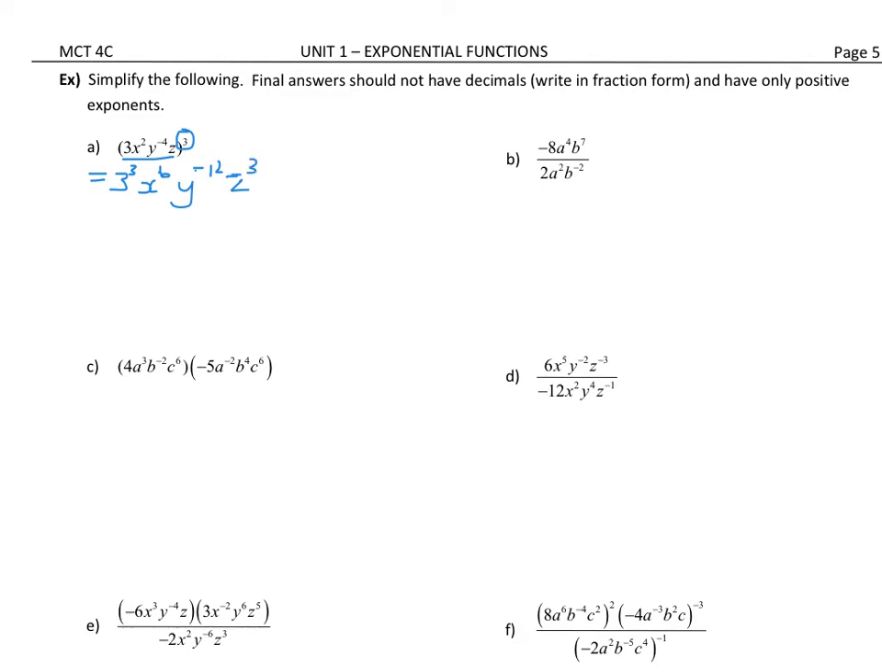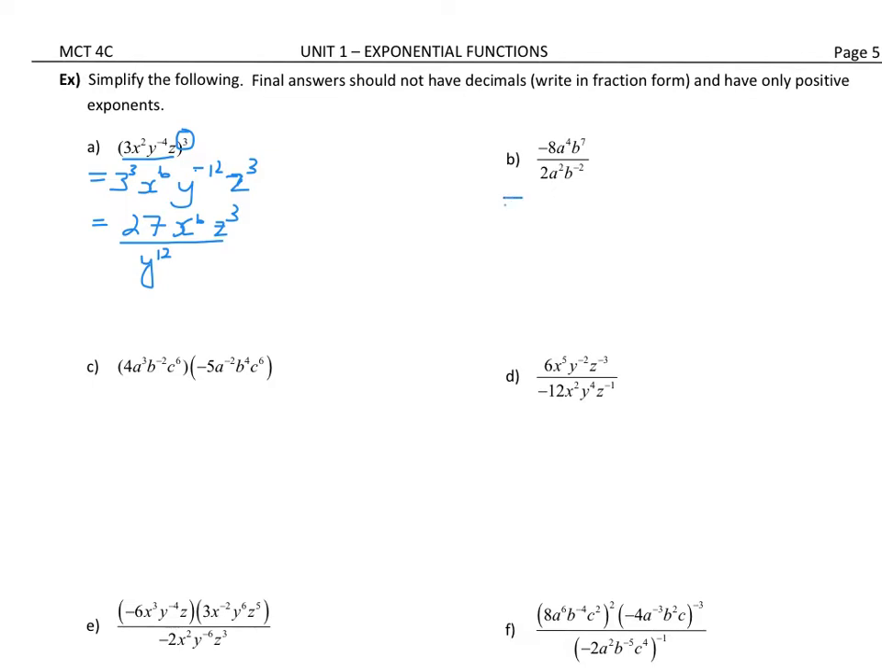Okay, so at this point, I have a 3 to the positive 3, which is 27. We have an x to the positive 6. It stays up at the top here. We have a y to the negative 12, so I'm going to make this now into a fraction and slide that y to the bottom and make it to the positive 12. And my z to the positive 3 is going to stay on the top and be z to the 3. And that's it. That's all we do with that one.